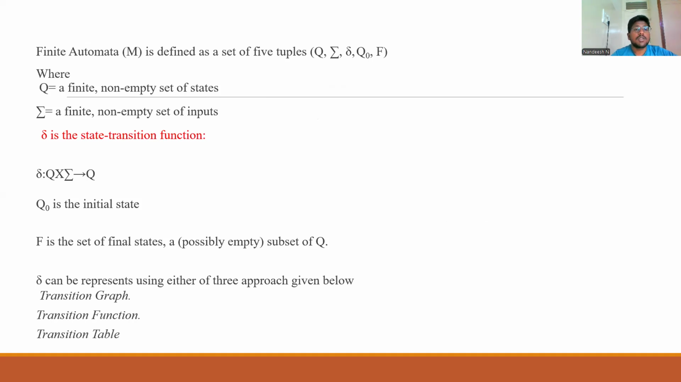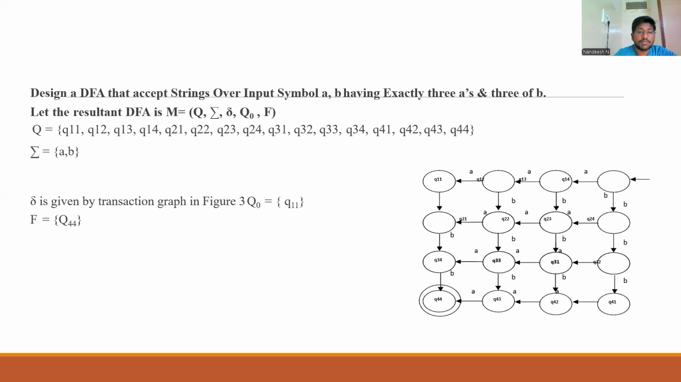A finite automaton is defined as a set of five tuples, where Q is a finite non-empty set of states, and sigma is a finite non-empty set of inputs. Q naught is the initial state, F is the set of final states. Transition graph, transition function, transition table: there are three approaches given below, and either can be used to represent it.